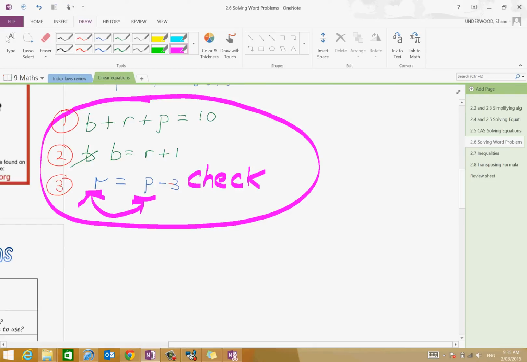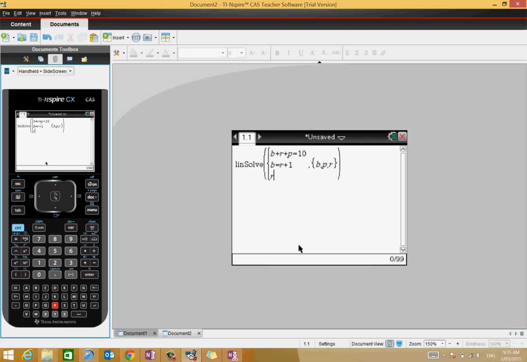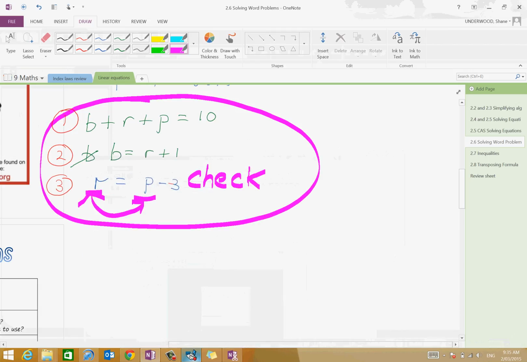And we've got R is equal to P minus 3. Now, your calculator is going to take those 3 equations and solve them in the order of B, P, R. How many brown eggs are there? 3. How many pink eggs are there? 5. And 2, and they all add up to 10.